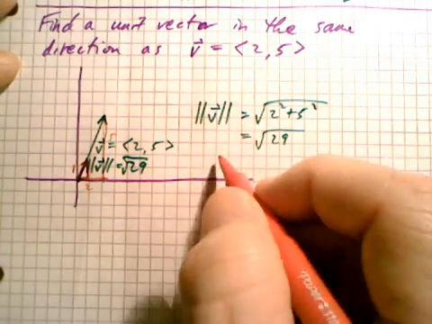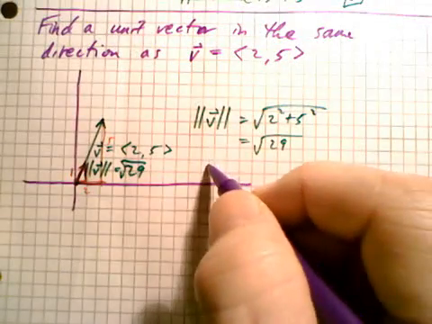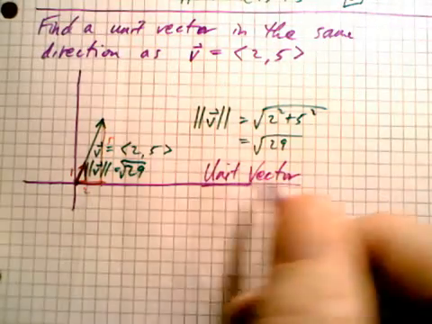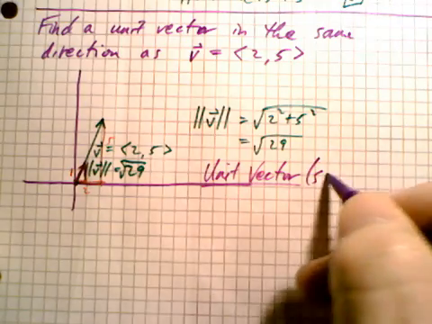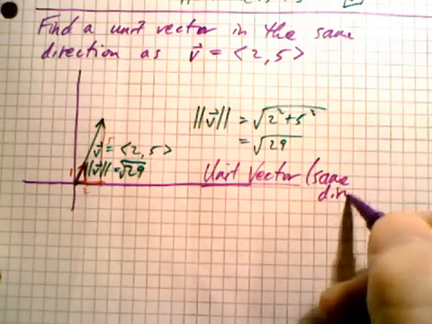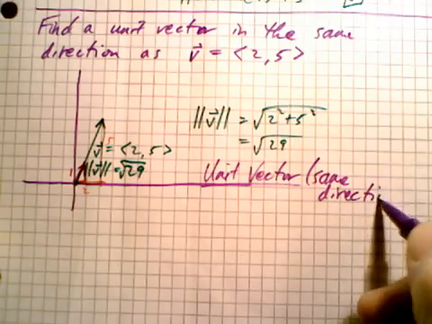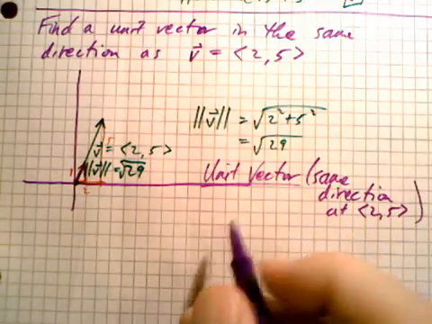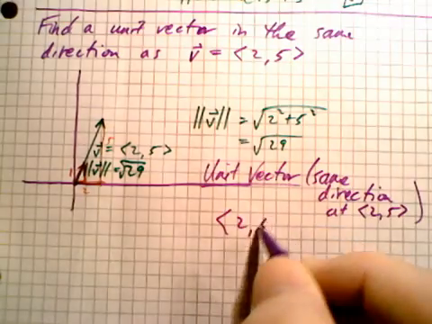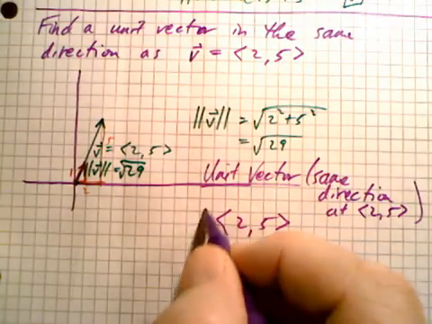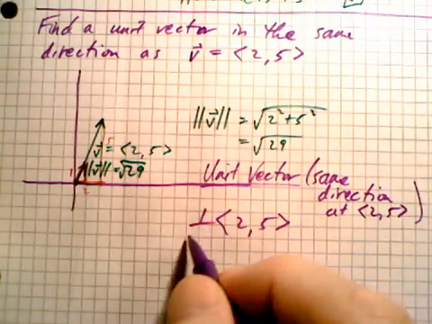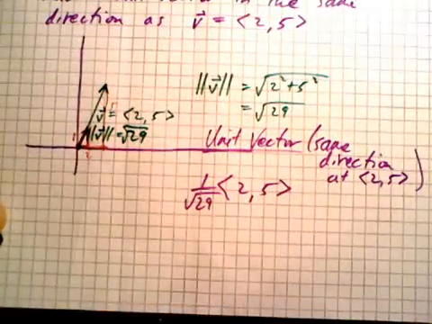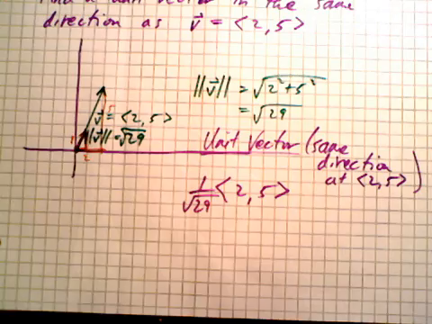So anyway, the unit vector, this is what we're looking for, would be in the same direction. Same direction. Can you see that? Same direction as the vector (2, 5). That's what we're looking for. It would be the vector (2, 5) divided by, or we divide each component by the length of the vector. Okay, well, you're going to have to think about that. You have to look at that a little bit more.